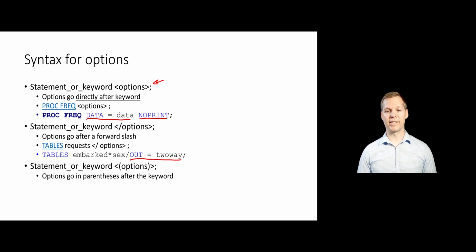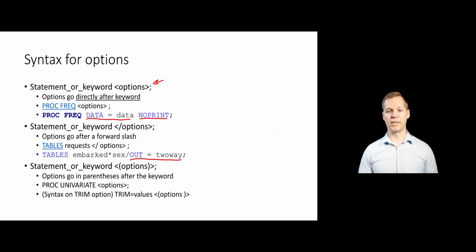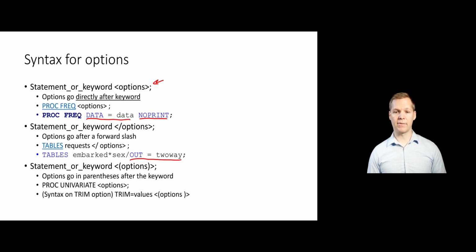And then the other one that tends to get a little bit harder to deal with are the ones that have parentheses. So if you see a statement or keyword and then options in parentheses, that means that you need to use parentheses and put whatever inside of those. We're going to utilize the proc univariate procedure here in a minute to do some summaries on numeric variables. But proc univariate has carets and then options after it, which means that whatever options I'm going to do should come directly after proc univariate.